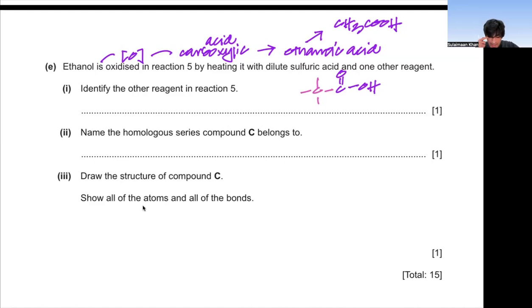It says identify the other reagent in 5. So you heat it and use dilute sulfuric acid, but what is the other reagent? What do you need for oxidation? You need an oxidizing agent. So what is that reagent? It's potassium manganate(VII). 7 is the oxidation number of the Mn in the manganate ion.